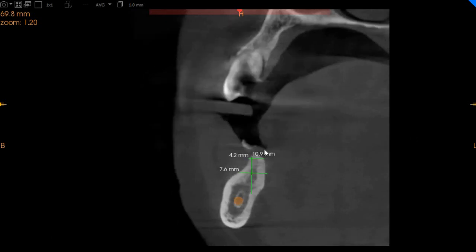This is the region just distal to the 5. We've got 4 millimeters of width, 7 millimeters at the mid crest, and then we've got 11 millimeters of height. Again, we've got a defect here, so implant placement is going to be extremely challenging at this point as well.